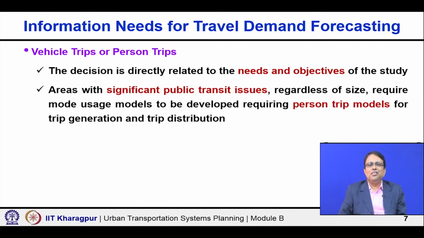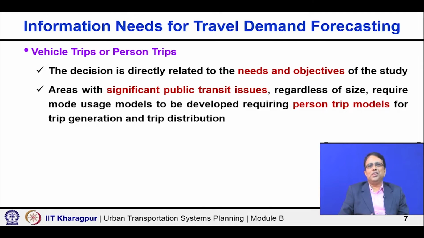Coming to the first point, whether to use vehicle trips or person trips, that decision directly relates to the needs and objective of the study. What are we doing it for? Suppose, for example, we are doing it for anything where public transport is the consideration, then obviously the person trip data is the key.